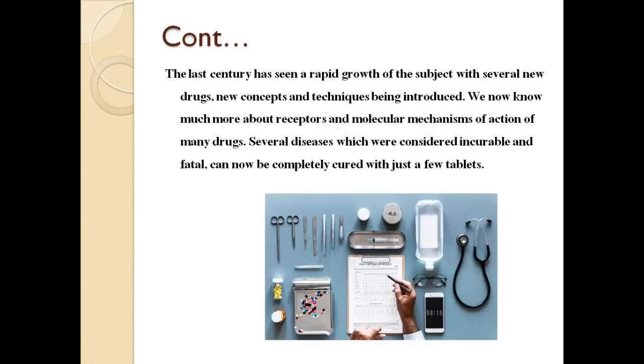The last century has seen a rapid growth of the subject, with several new drugs, new concepts and techniques being introduced. We now know much more about receptors and molecular mechanisms of action of many drugs. Several diseases which were considered incurable and fatal can now be completely cured with just a few tablets. So with different technologies in pharmacology, there is more advancement of the drugs and their efficacy, and many diseases which were considered incurable and fatal can now completely be cured.